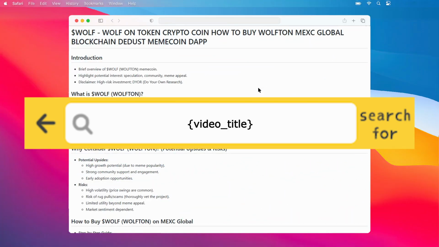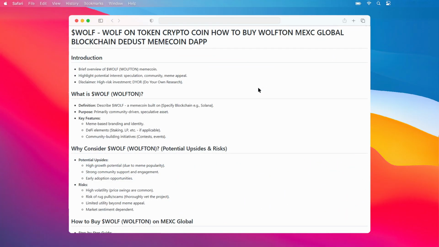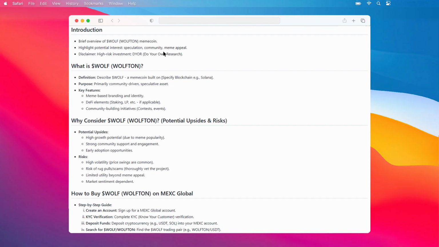Today we're diving into the world of $WLF, also known as the Wolfton crypto coin, a MemeCoin that's generating some buzz. We'll give you a brief overview of what $WLF, or Wolfton, is all about. This MemeCoin's appeal stems from speculation, a strong online community, and its overall meme-driven nature. However, it's absolutely crucial to remember that investing in MemeCoins like $WLF is inherently high risk. Always do your own thorough research before considering any investment.